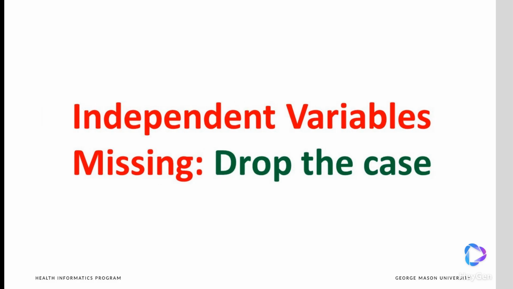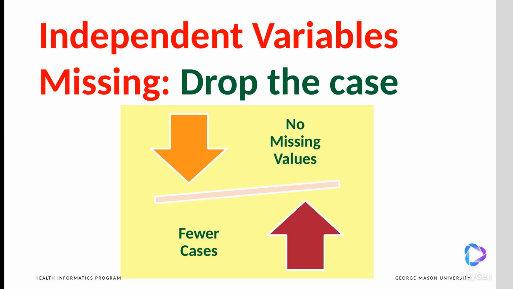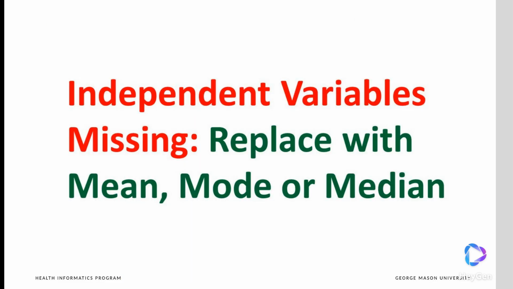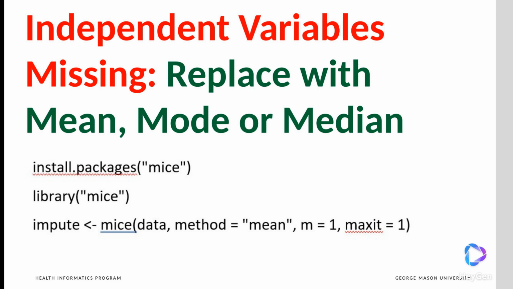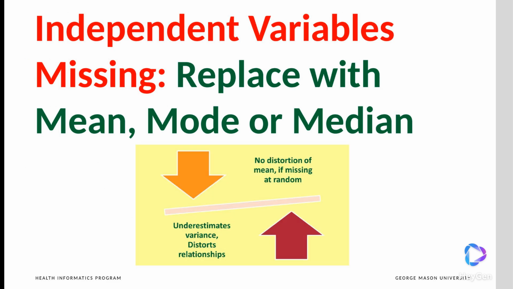If information is missing at random, there are very few concerns about how the missing variable is treated. When data are missing at random, deleting the case has no impact on the relationship between independent and dependent variables, but will reduce the sample size. Another option is to replace missing values with mean, mode, or median. In R, you do this through a package called MICE. Mean imputation is a fast and simple fix for the missing data. However, it will underestimate the variance, disturb the relations between variables, and bias almost any estimate other than the mean.